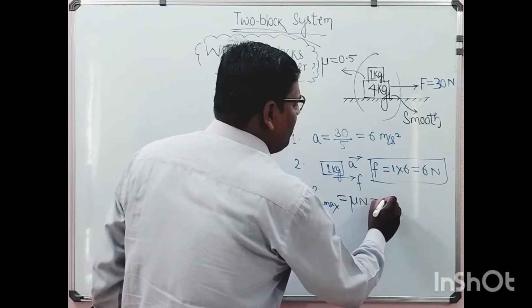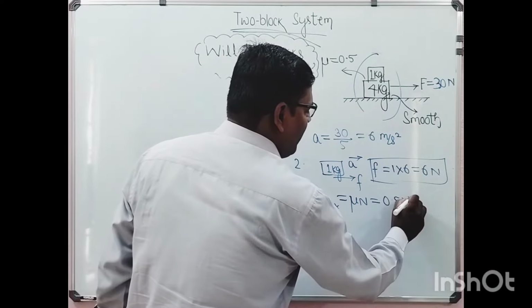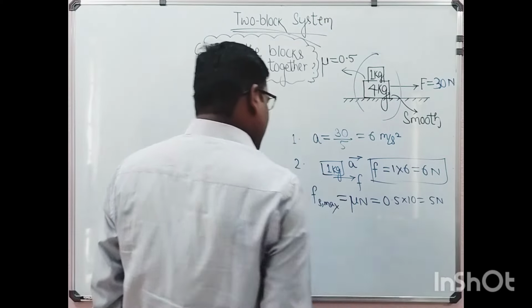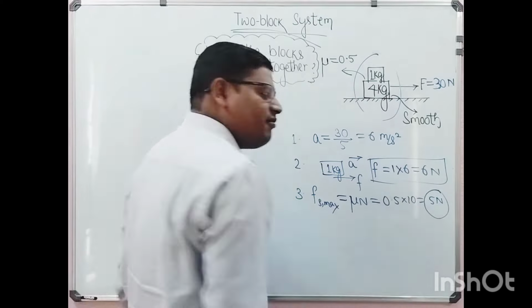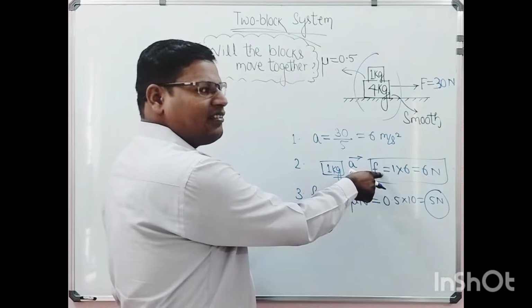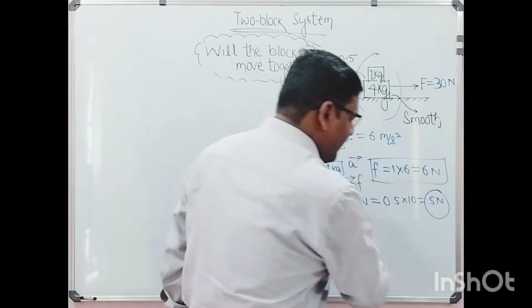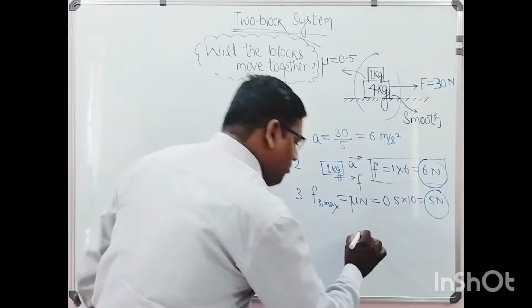And that comes out to be how much? 0.5 into 10, that is 5 Newton. Okay, then perform the check. How much maximum friction are you getting? 5. What is the value of friction which you got from the second step? That's 6.